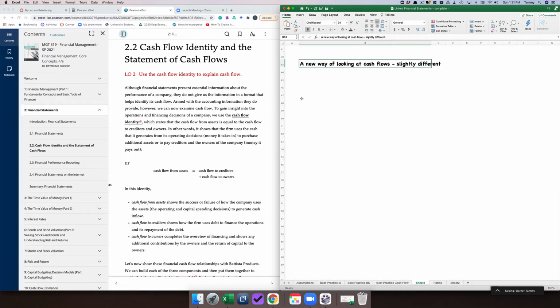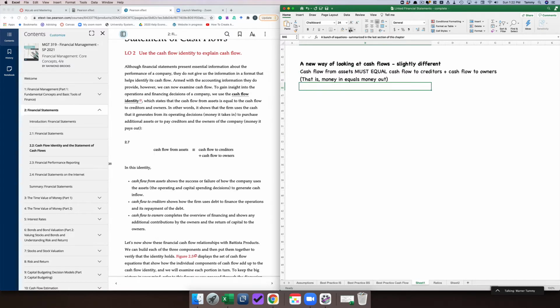Okay, so the first thing is that we have this cash flow identity. That's what these 3 lines here mean, right? An equal sign has 2 lines. An identity has 3 lines, and that means that we can define the cash flow from assets as the cash flow to creditors plus the cash flow to owners. Okay, it has to equal these. So I should note, first of all, that we're going to go through a bunch of equations. Okay, but it's not just equations, it is concepts. Although from your perspective, it's probably just going to be equations.